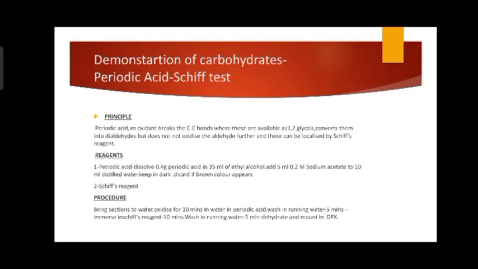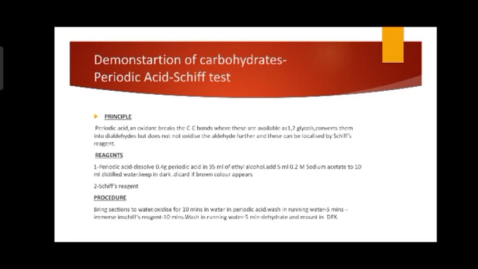The reagents required for this test are periodic acid and Schiff's reagent. For the preparation of periodic acid, first of all dissolve 0.5 gram of periodic acid in 35 ml of absolute ethyl alcohol and add 0.2 gram sodium acetate and 10 ml of distilled water. Keep the solution in the darkness at 22 degrees Celsius and use it at room temperature. If brown appears, discard the solution. So this is about the preparation of periodic acid.